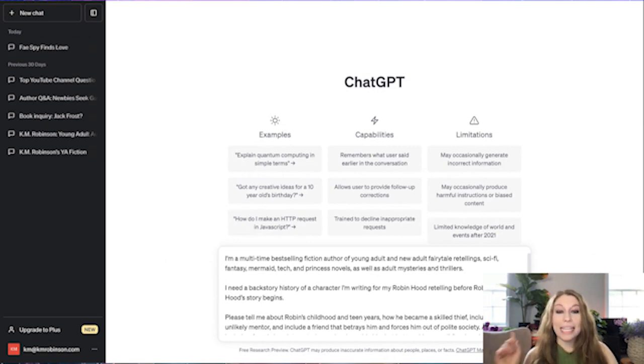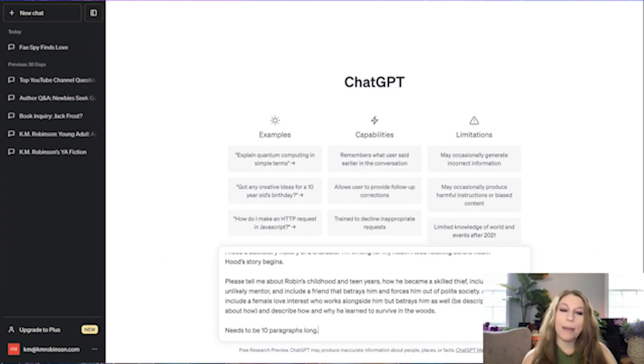I also said that I need a backstory history of a character I'm writing for my Robin Hood retelling before Robin Hood begins his story. Please tell me about Robin's childhood and teen years. So I've listed specific timelines, how he became a skilled thief, include an unlikely mentor and a friend that betrays him and forces him out of polite society. So things that they have to include character-wise.